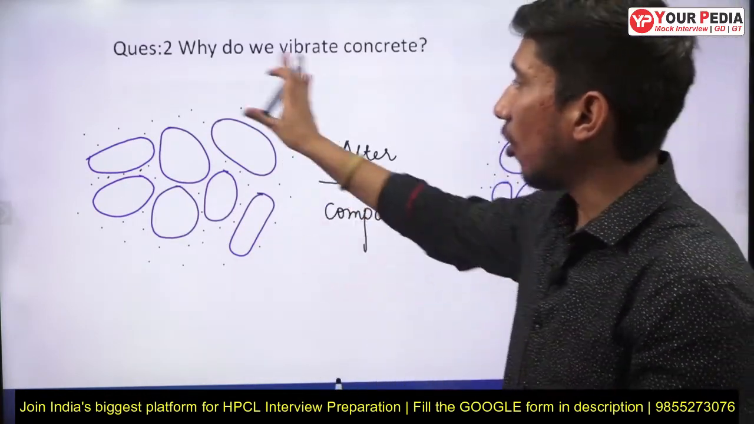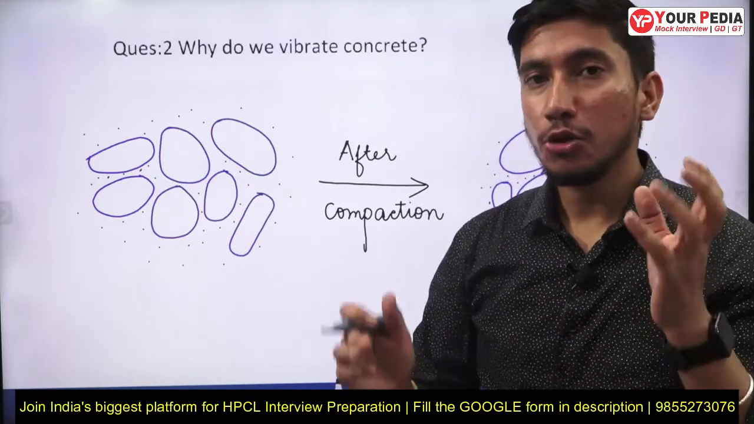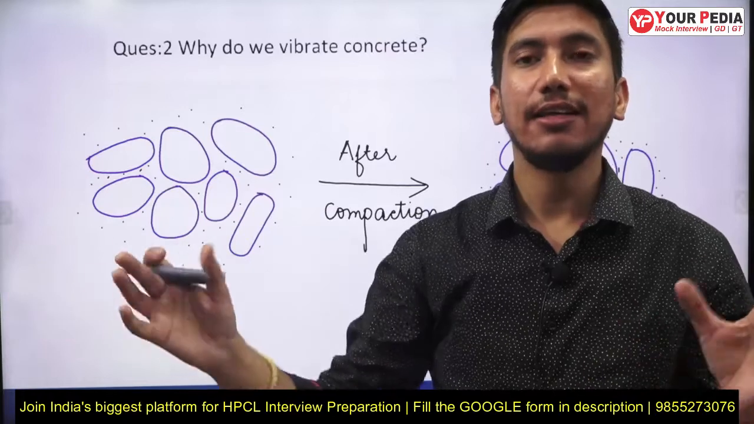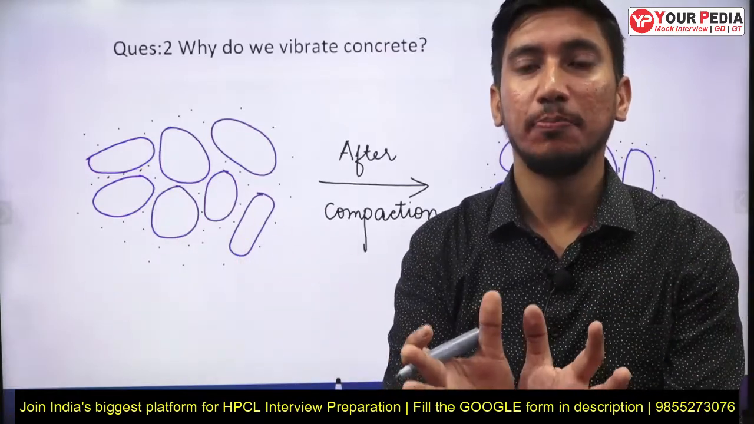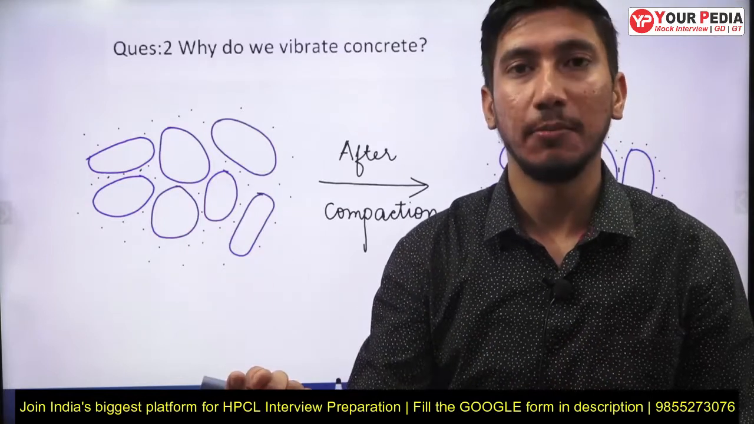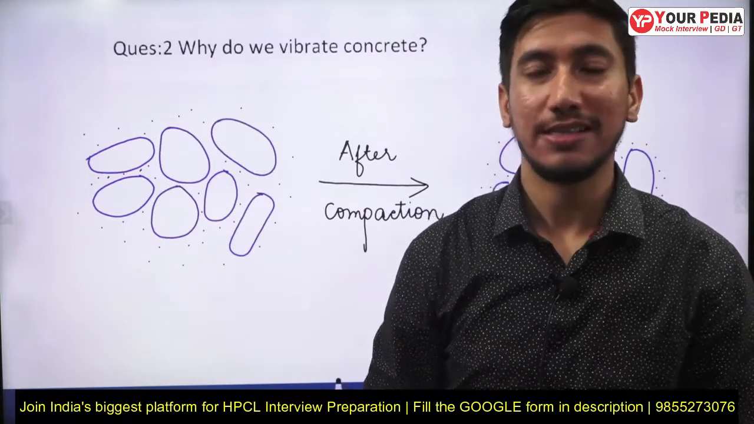So we compact it, we vibrate it, so that all this entrapped air can be removed and the aggregates can be packed into a closer arrangement and we can have a higher density mass, we can have a homogeneous mass. That's what we are doing.